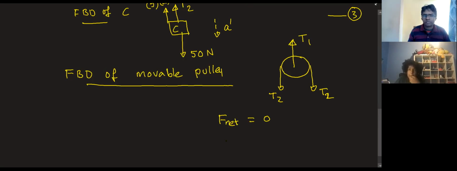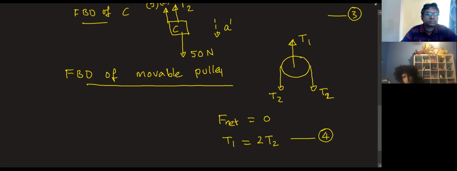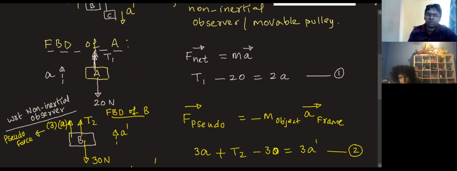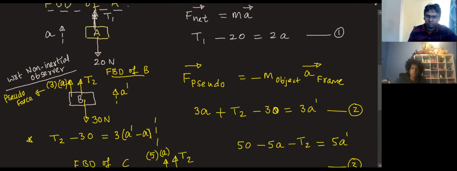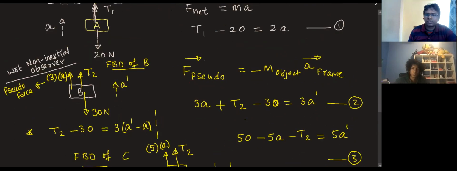Because the net force is zero, I can say that the tension in the upward direction is equal to the sum of the tensions in the downward direction, so T1 equals 2 times T2. That is our fourth equation. Now you have these 4 equations to solve. Do you have them with you? Yeah, I wrote that down. Okay, let's start solving them.